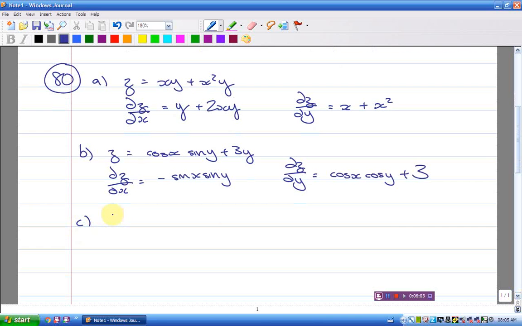What is the next one? Z equals y over x plus tan x.